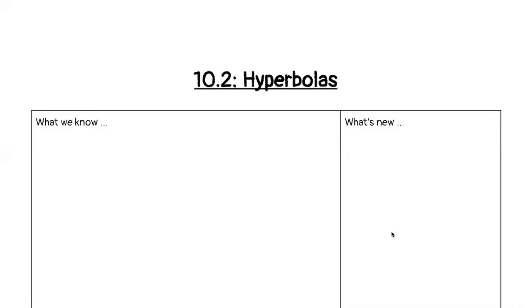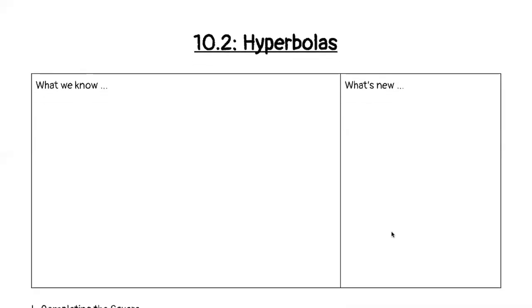Okay, so we're going to shift gears a little bit and talk about a different shape. All right, so this goes back to the conic sections, but we're just looking at a different kind of slice from the conic sections. Okay, so I'm going to go ahead and share my screen. Okay, so here we go. 10.2 is all about the hyperbola.